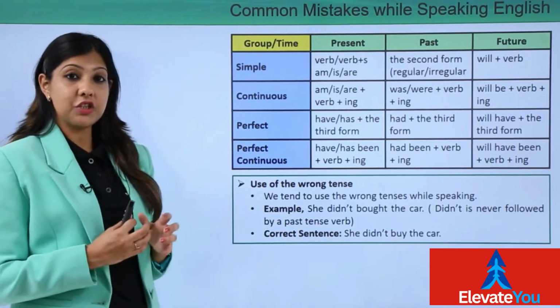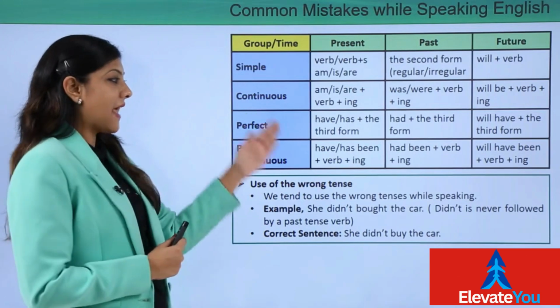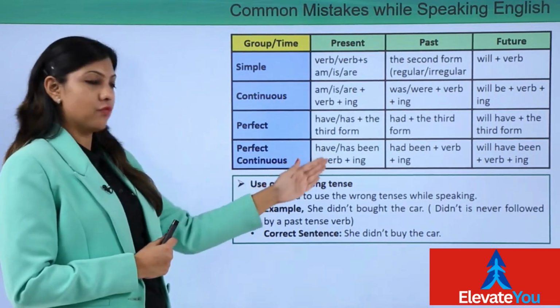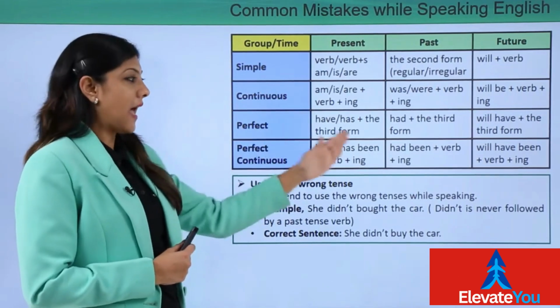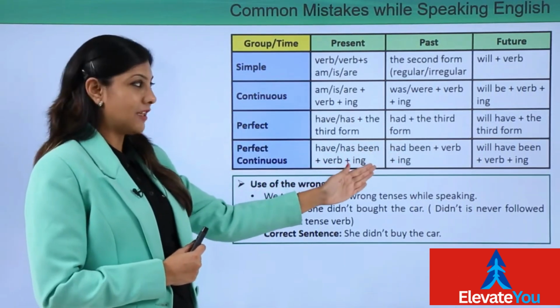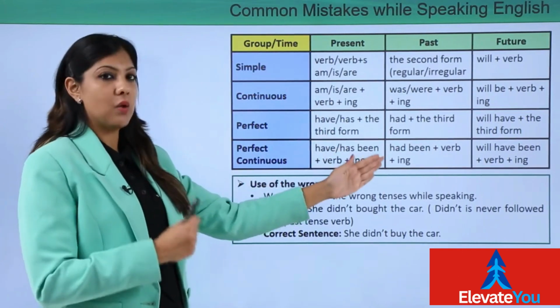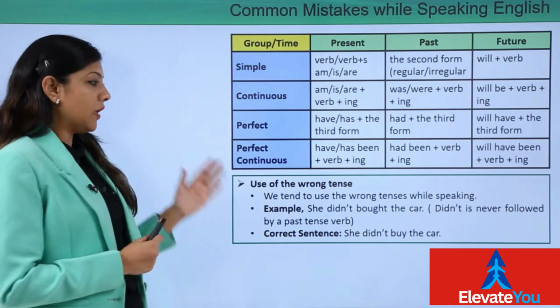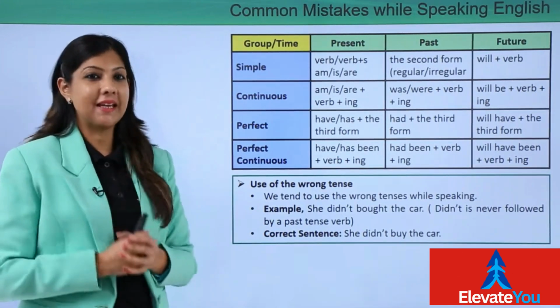Well, perfect continuous is something which is happening in terms of the tenses, and that is have, has been plus verb plus ing, that is the present. Well, the past would go like had been plus verb plus ing, and the future would be will have been plus the verb plus ing. Well, use of the wrong tenses can be a complete disaster when you are speaking in English.